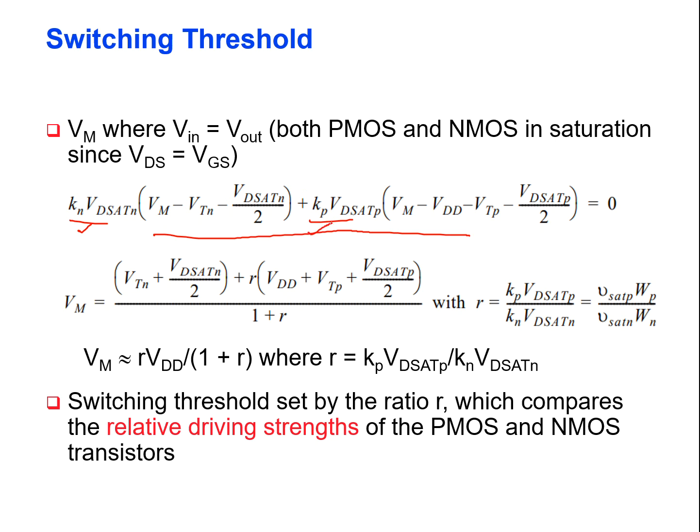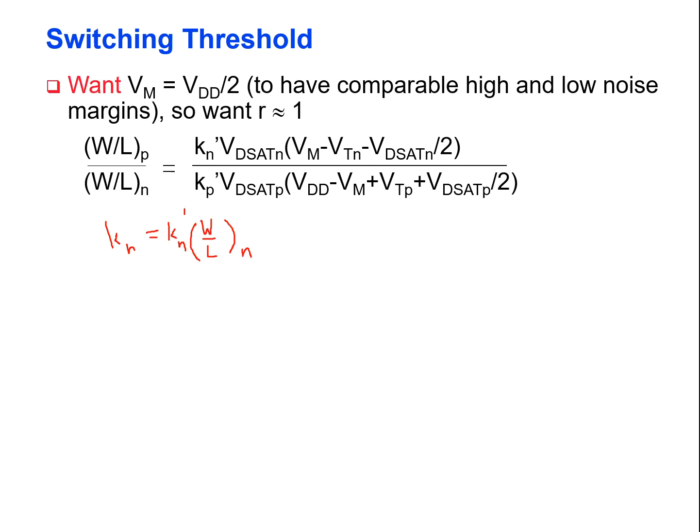Then you are equating it to 0. After equating it to 0, if you realign it and choose W by L of P and W by L of N on the left hand side like this, you can derive this equation after substituting Kn and Kp. This derivation you try to derive on your own. After deriving this, let us analyze this equation.